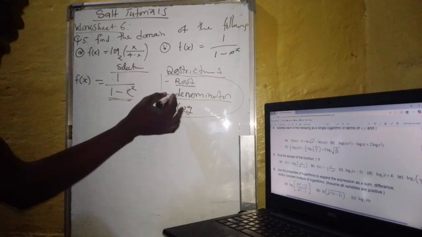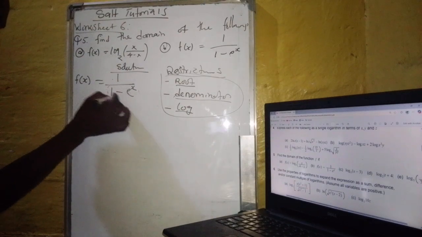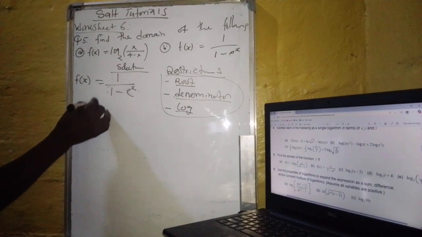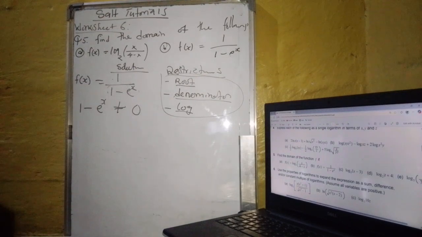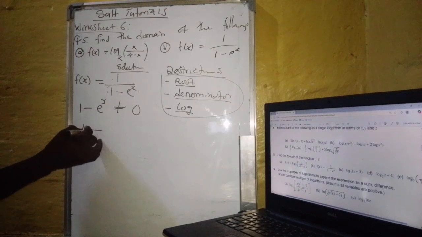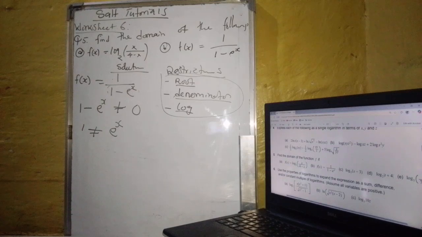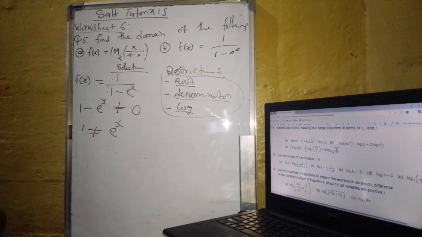If it has a denominator, whatsoever is in the denominator should never be 0. So my domain should be found from 1 minus e power x. This denominator should never be 0. Then you solve for x. What am I going to have when it goes to the other side? I'm going to have 1 is not equal to e power x. This forms an exponential equation. To solve this, others would usually use natural log on both sides, but it's the same thing.